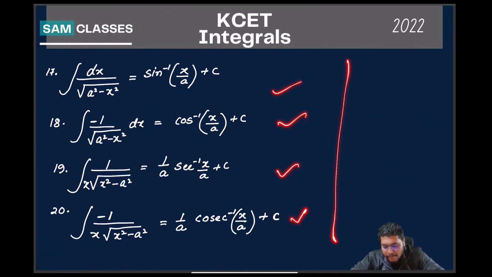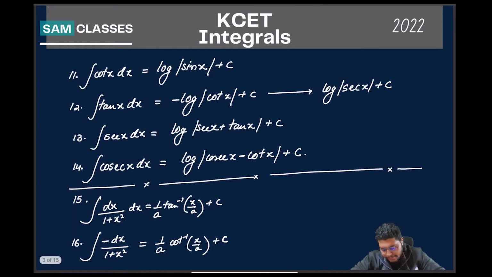Now there are formulas similar to these six, and they are very important too. What extra is there? First, see, here both are positive terms: a square plus x square.